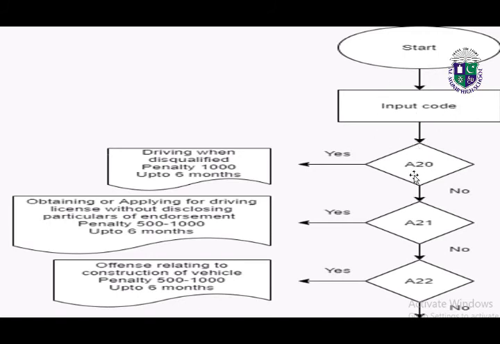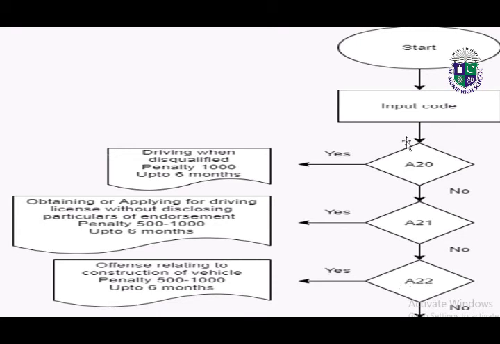If the code is A20, then it will print driving when disqualified, penalty 1000 up to 6 months. If no, then it will jump to A21. This code means if yes, obtaining or applying for driving licenses without disclosing particulars of endorsements, penalty 500, 1000 up to 6 months. If no, it will jump to another code which is A22.